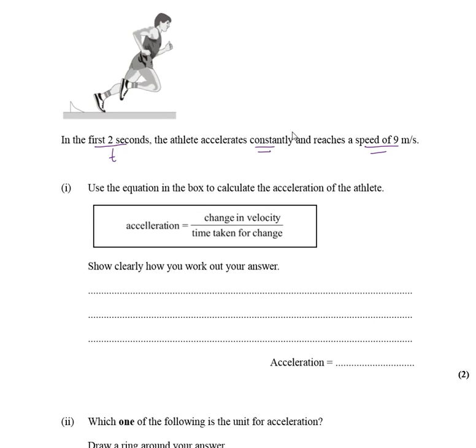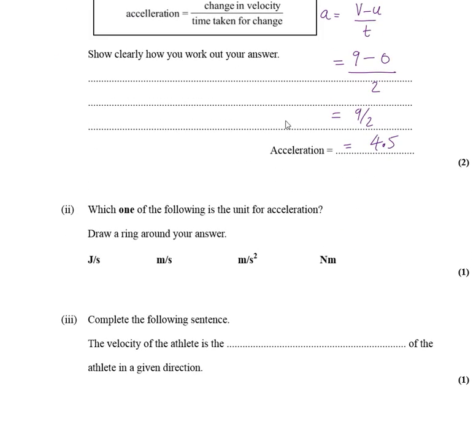So acceleration, we know acceleration is final velocity minus initial velocity over time. So final velocity is 9. How do we know this is the final? Because it reaches it, take away 0. Now the initial velocity is 0 because we start at 0. So it's 0, divided by time, which is 2 seconds. So therefore we have 9 divided by 2. And this will give us an answer of 4.5. Now this is the working out to get you 2 marks.